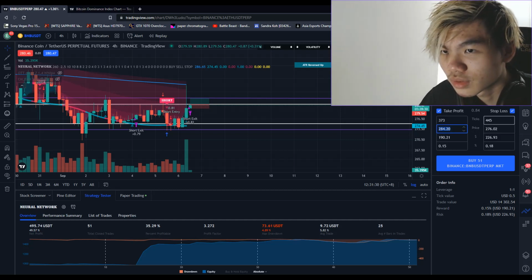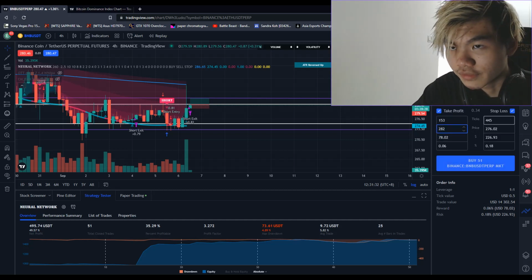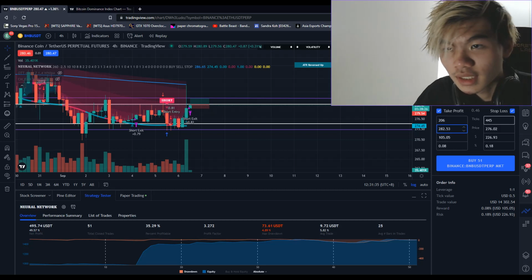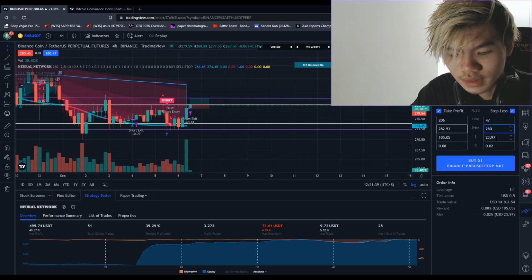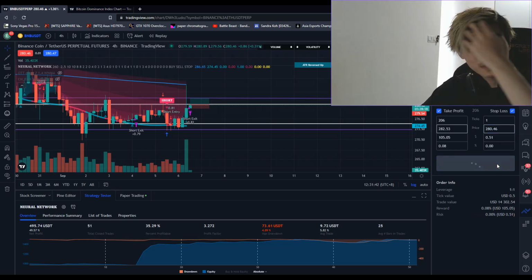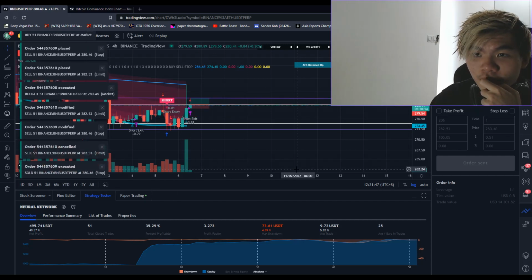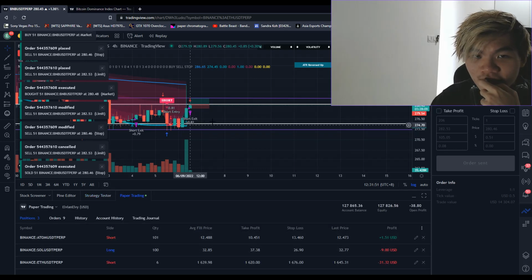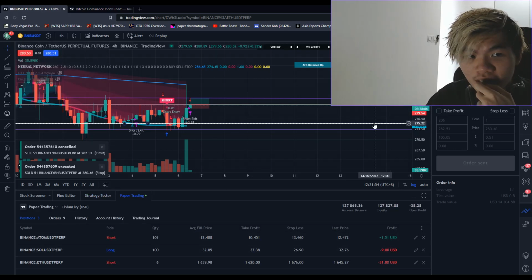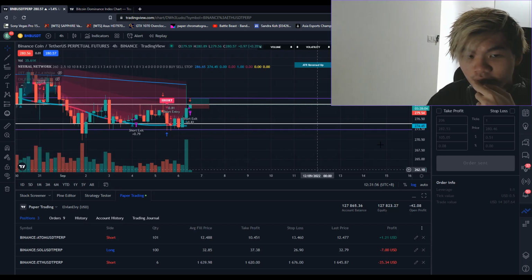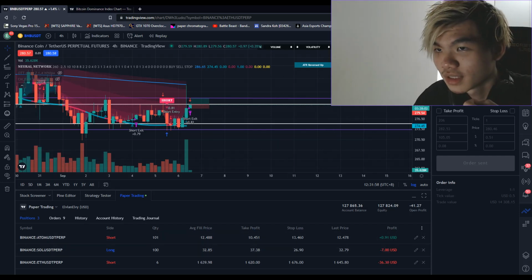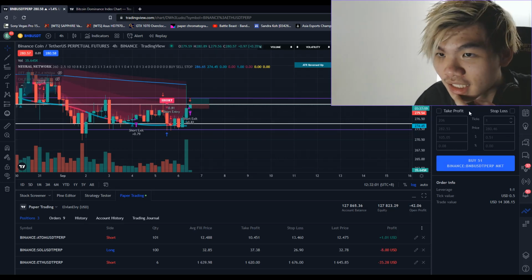Anyway, yeah, 282.53, and we'll do a stop loss at 280.46. And let's take a look at how this goes. And what the fuck? I have no idea what happened, but okay, wait, what? So it should be 280. Yeah, okay.